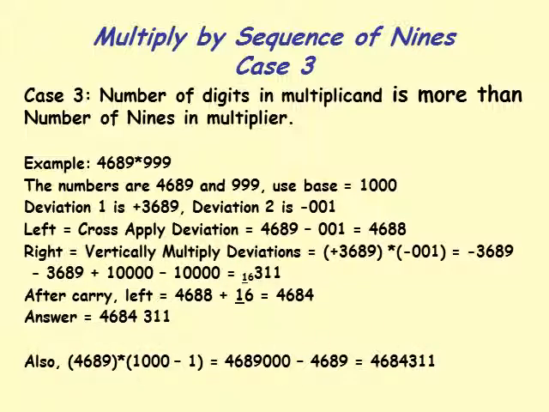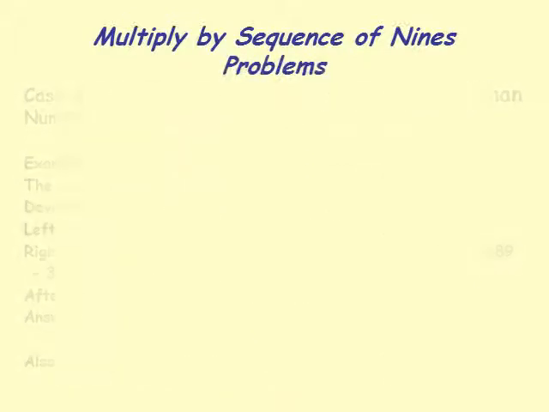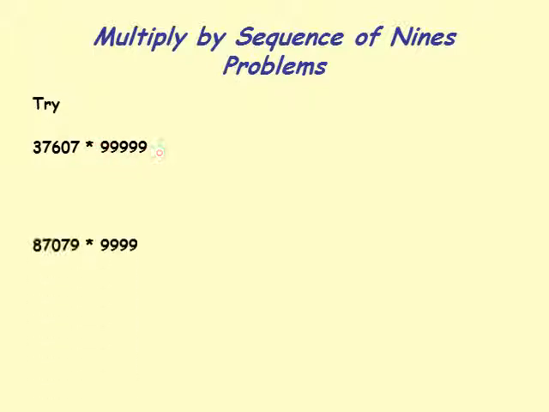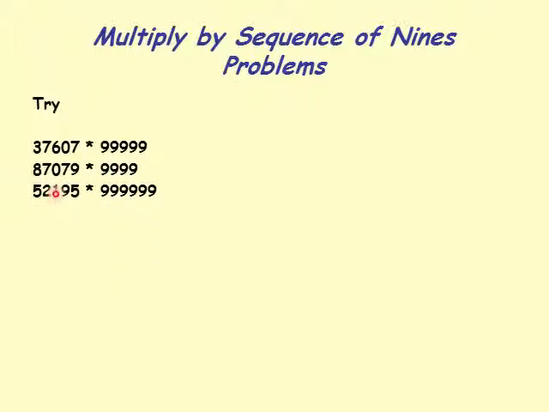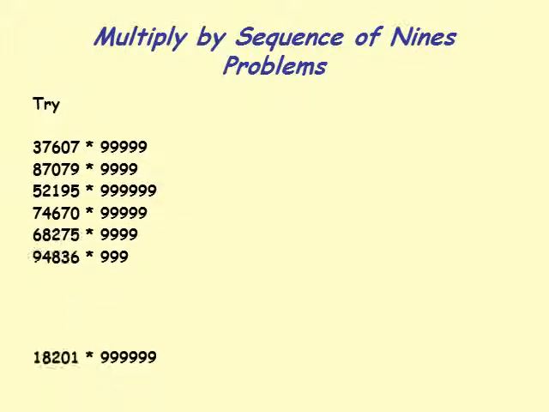Okay, let's try some problems here. 37607 times a sequence of 5 nines, 87079 times a sequence of 4 nines, 52195 times a sequence of 6 nines, and some more.